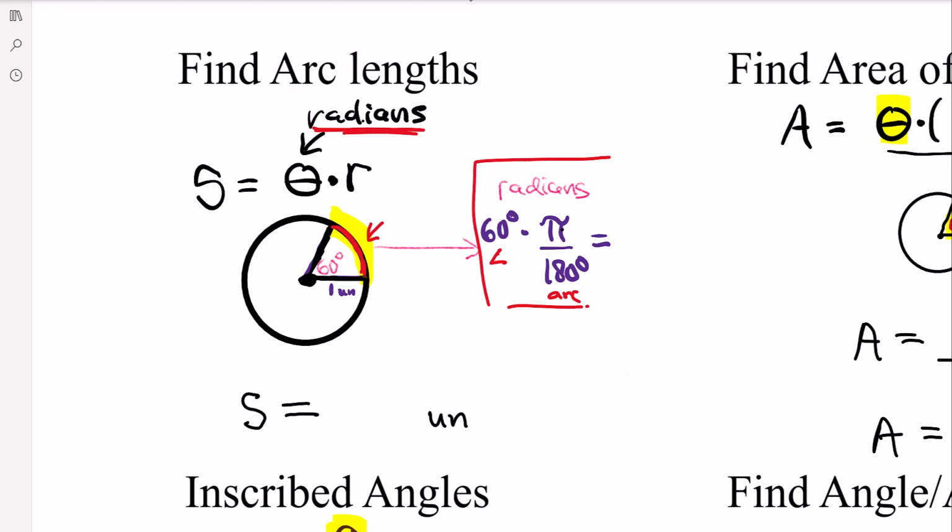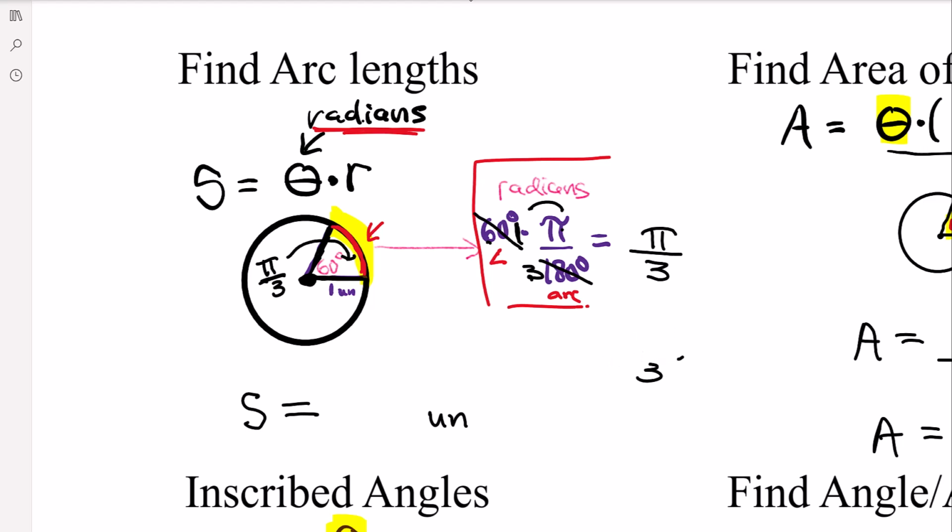Now look, 6 goes into 18 3 times, so 60 goes into 180. 60 goes into 60 once, and 60 goes into 180 3 times. So what we have is 1 times pi is pi, and the denominator is 3. So this 60-degree angle right there is the same measure as pi thirds. But this is in radians. It's actually a length. So 3.14 divided by 3 is the estimate.